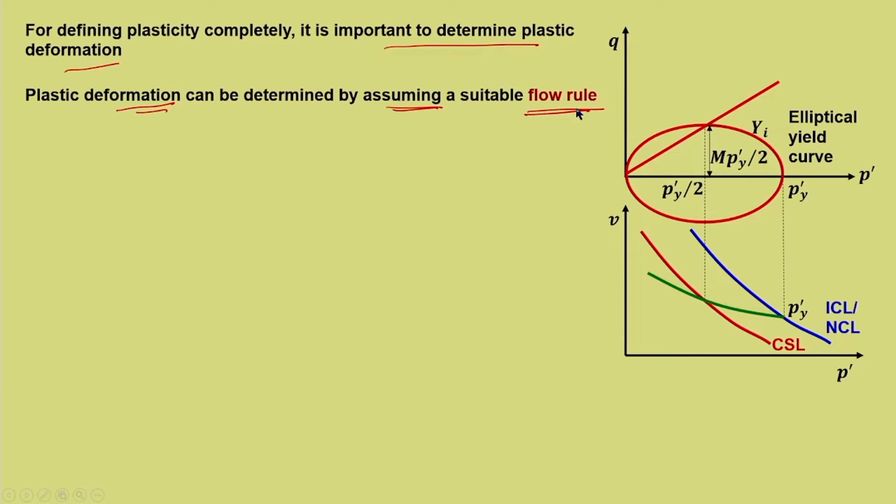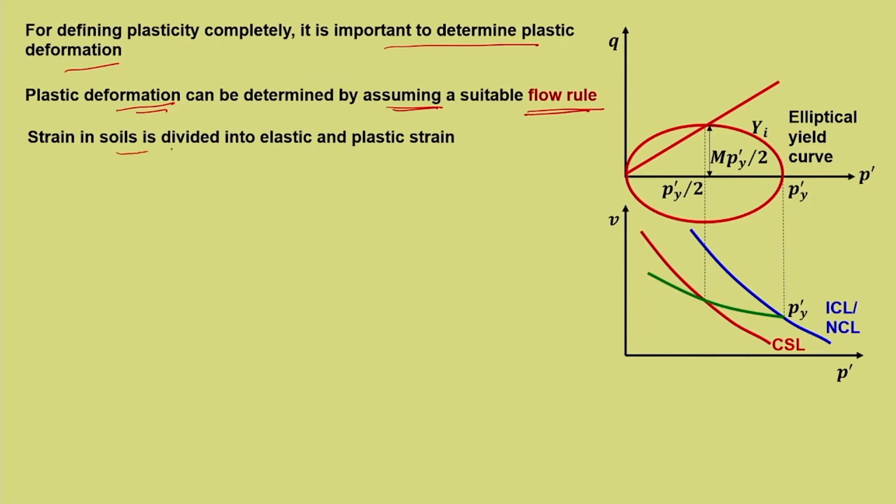It is more like a plastic flow. What happens to the soil behavior during shearing? What kind of flow takes place once the yielding happens? That is dictated by some flow rule which we need to assume.